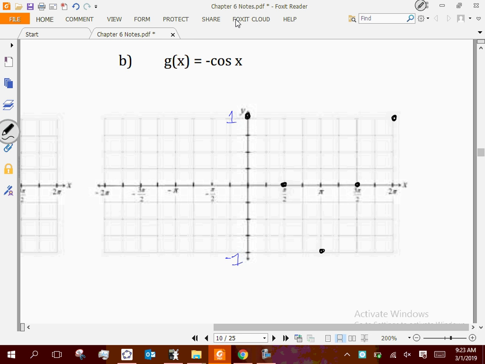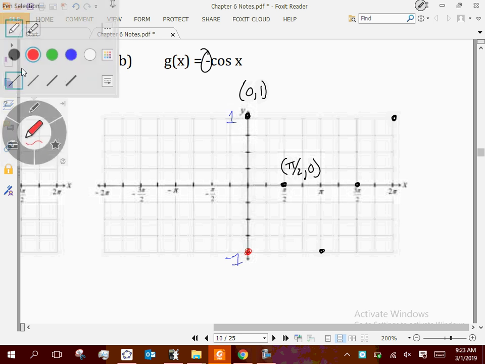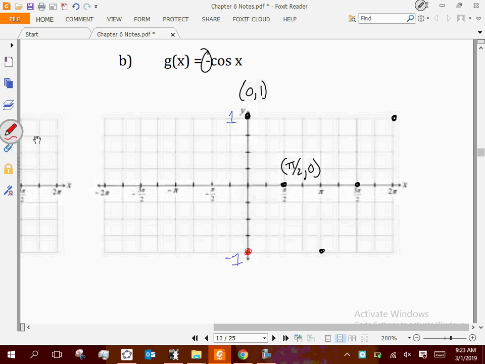Now, what does the negative out in front do to each one of these y values? It's going to change them by negative 1. It's going to flip over the x-axis. So 0, 1 is going to become 0, negative 1. What about pi over 2, comma 0? What's that going to become? Same point. And that's fine.